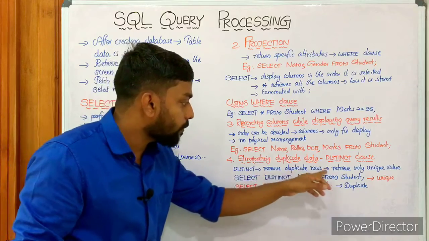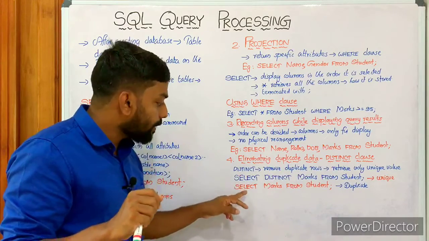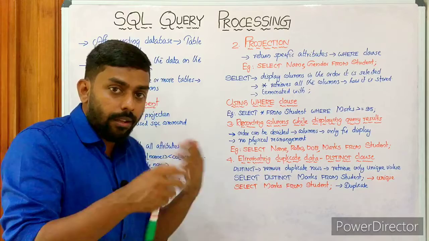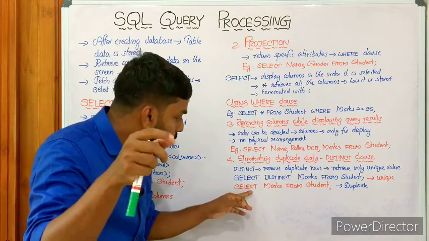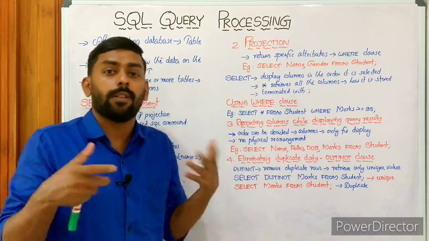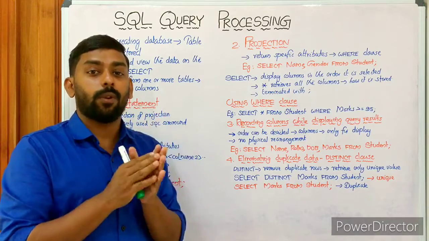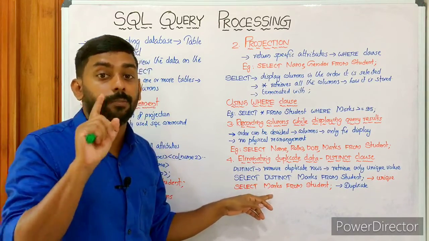Select distinct marks from student. That's the first command. Second, select marks from student. Let's look at the difference. First, we can take select marks from student. What will be the result? Select marks from student. We select only one column, that is marks.